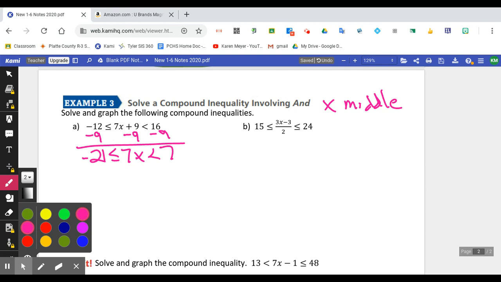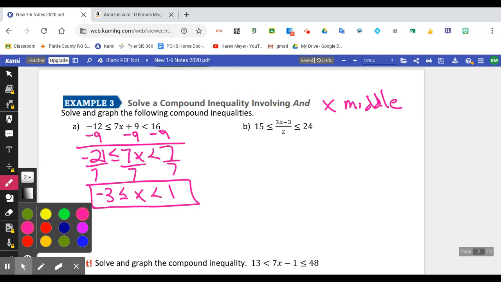Now in the middle we have 7x and we want it to just be x. So to get rid of the 7, we have to divide. And once again, you have to remember to divide both ends by 7 as well. So negative 3 is less than or equal to x, which is less than 1. And this is our final answer because you will notice that the only thing you have in the middle is x.